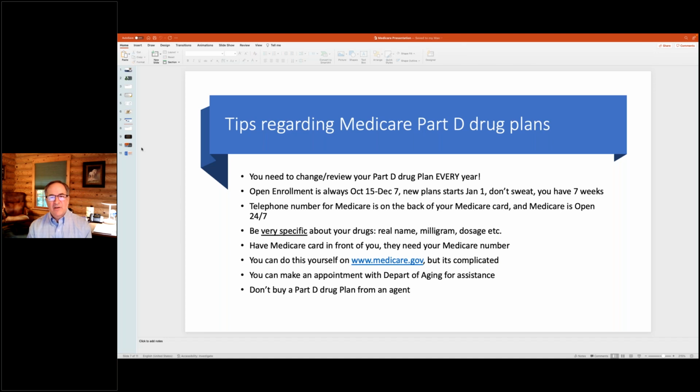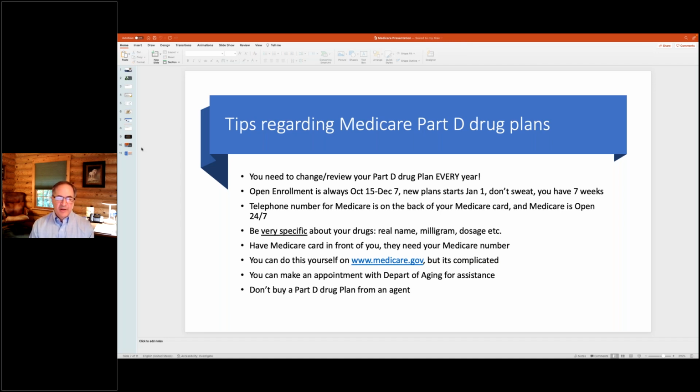You need to have your Medicare card in front of you. We are nothing without our Medicare numbers. Our Medicare numbers now are specific to you and only you. So the only way to identify who you are is with the Medicare number on your card. The telephone number for Medicare, by the way, is right on the back of your Medicare card.